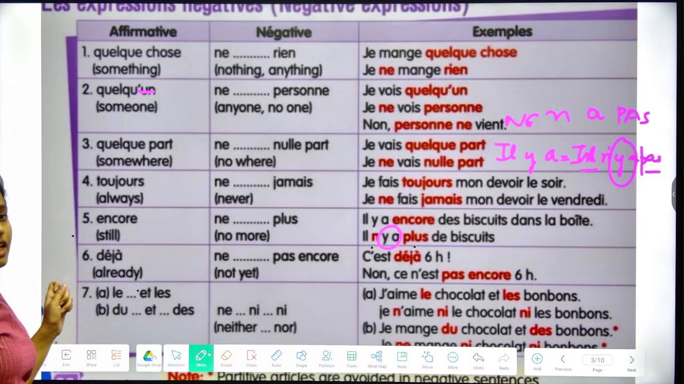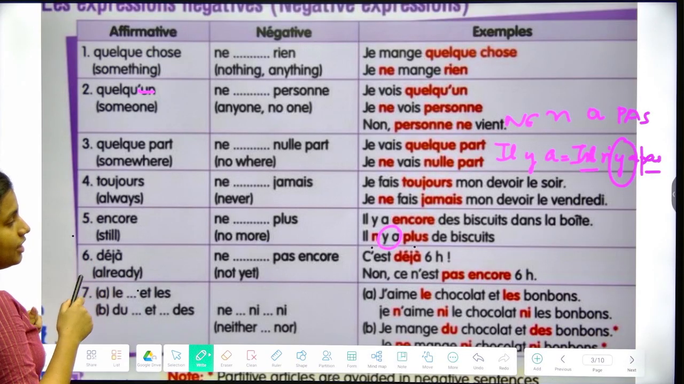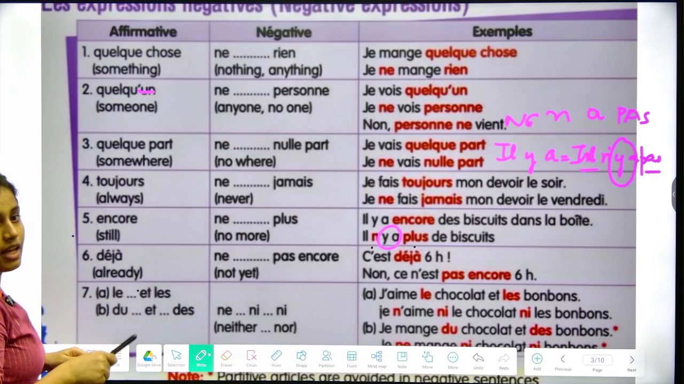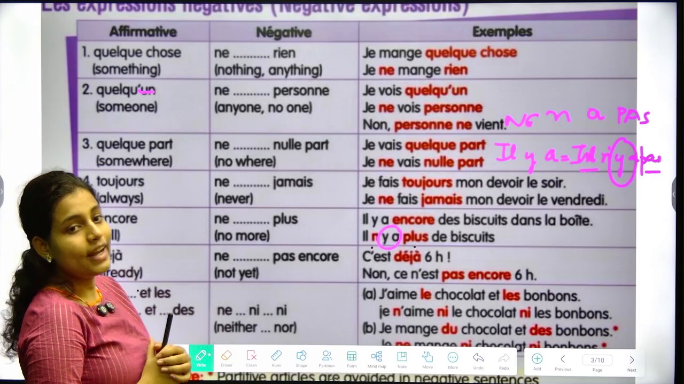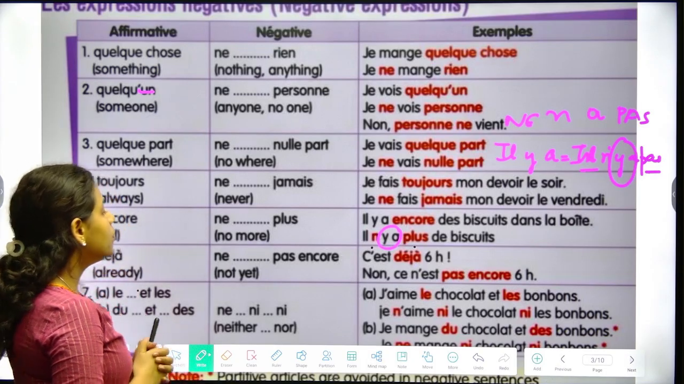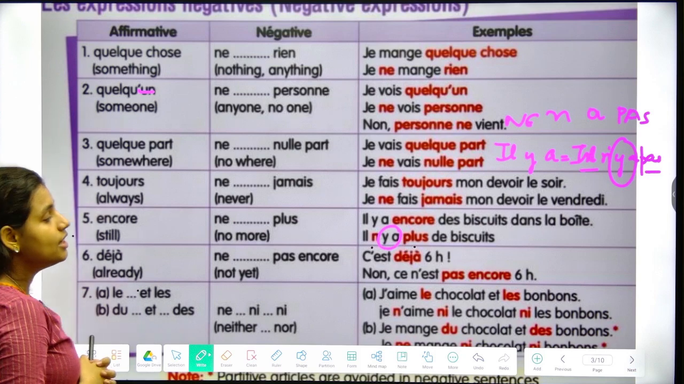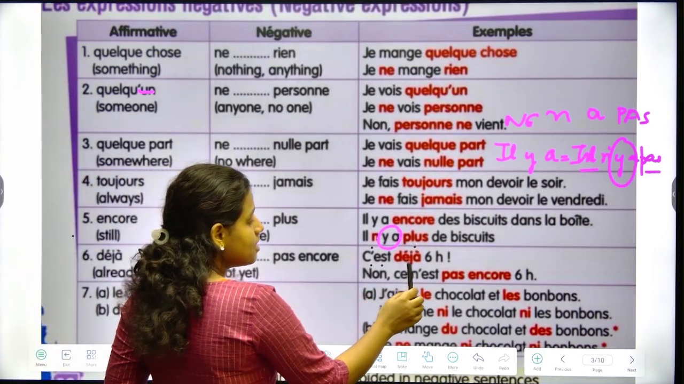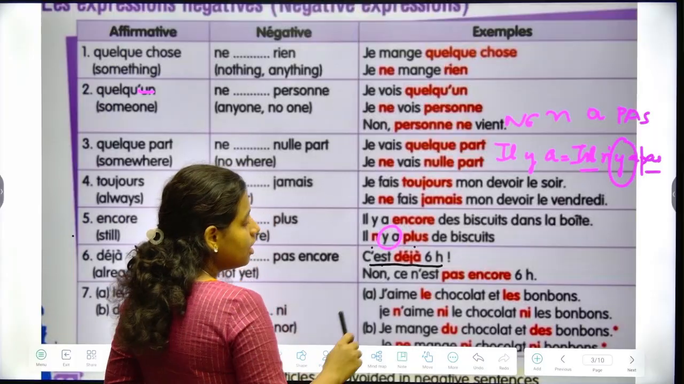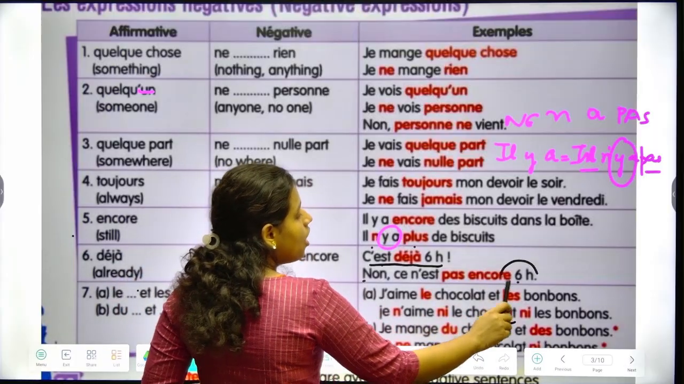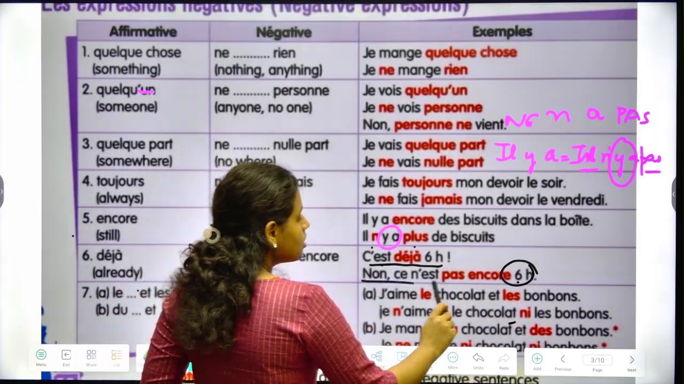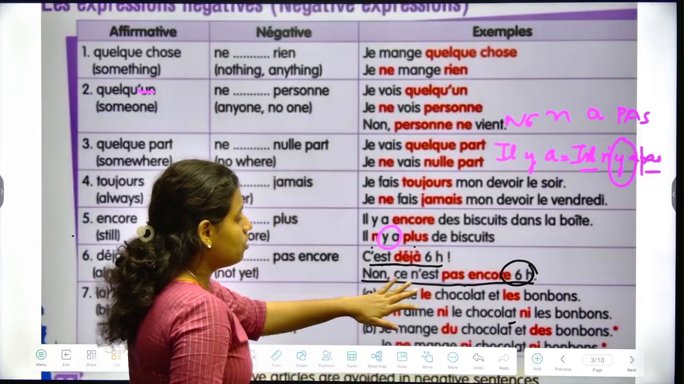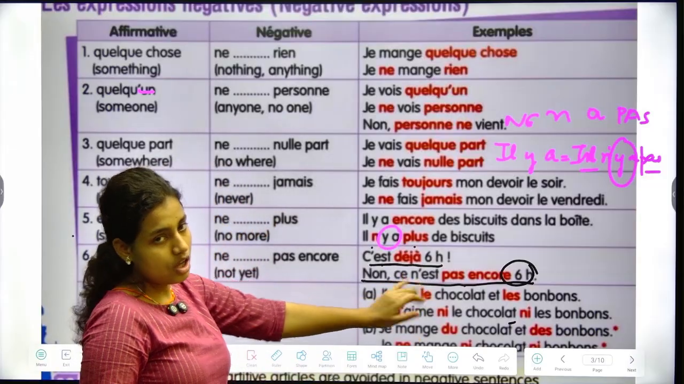Then the sixth negative marker which we have here is déjà. Déjà means already. Say, is it already 6 o'clock? How will you negate? You will negate, it's not yet 6 o'clock. Il est déjà six heures? No, ce n'est pas encore six heures. No, it's not yet 6 o'clock.